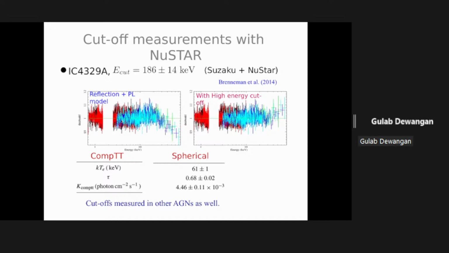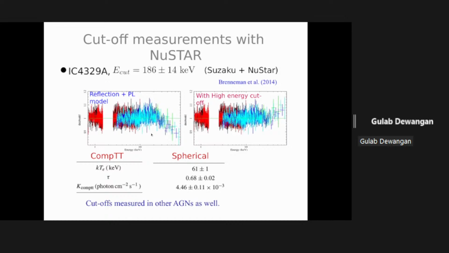For example, these are the observations from IC 4329A, and this is the ratio of the observed spectrum and a simple power law model. Because the model doesn't have a cutoff, there is a deficit of emission above about 20 or 30 keV, and that is a direct signature of the high energy cutoff. And when we introduce a high energy cutoff, then the data and the models look very much consistent.